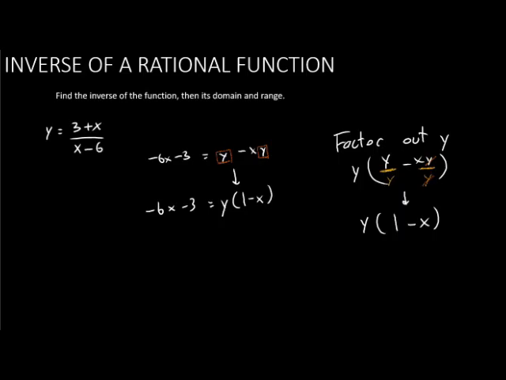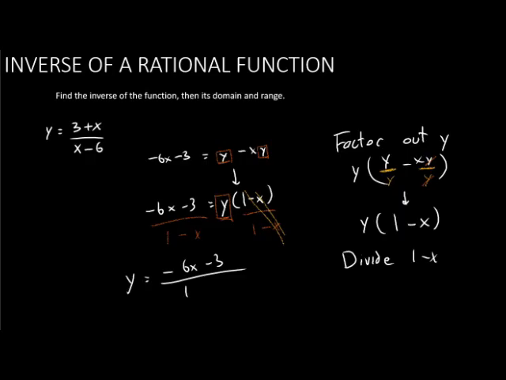Now we're only one step away from finding the inverse. We've got a single y on the right side. Now we just need to get it by itself. And to get it by itself, we will divide both sides by that new 1 minus x that we just factored out. This will cancel out the 1 minus x on the right, and will give us that our new inverse is equal to negative 6x minus 3 over 1 minus x. This will be our new inverse function, and then now we can find the domain and range of our original and inverse function.